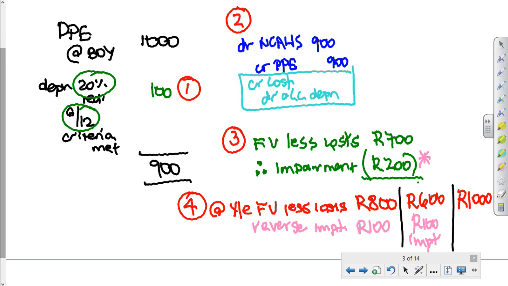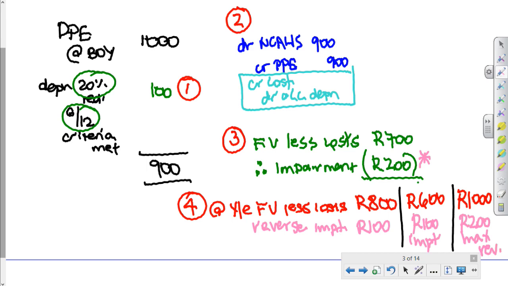1,000. The maximum that I can reverse is 200. I can't go back to 1,000, isn't it, from 700? Because remember, I'm sitting at 700. So if I'm sitting at 700 and it goes up to 800, I can reverse 100. If I'm sitting at 700, it goes down to 600, I impair a further 100. If I'm sitting at 700 and it goes up to 1,000, I can't go back up to 1,000 because that's a 300 reversal, and the maximum amount that I can reverse is a 200 maximum reversal.